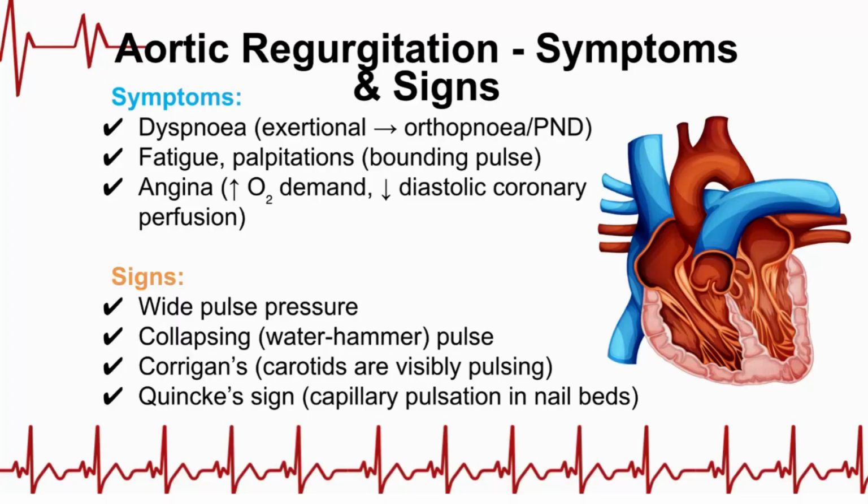So the wide pulse pressure, we have the collapsing water hammer pulse. We have the Corrigan sign, which is where the carotids are visibly pulsating. We have the Quincke sign, which is where you have capillary pulsation in nail beds. So when you get the patient's hands out and you're testing for their capillary refill time, you can actually feel their capillaries pulsate. And if you look at their nail beds as well, you can see visible pulsation within their nail bed.